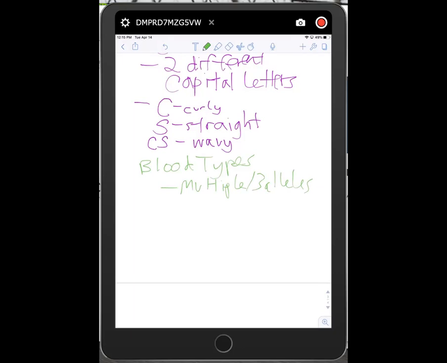So for blood types, we're going to have 3 alleles, okay? The other thing that's going on with blood types is that we have codominance.